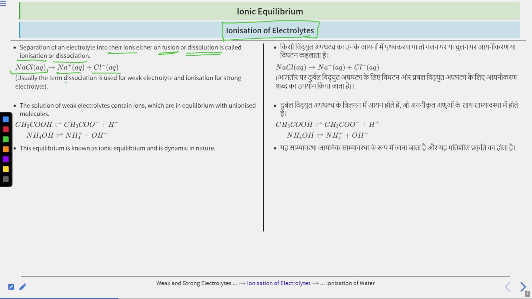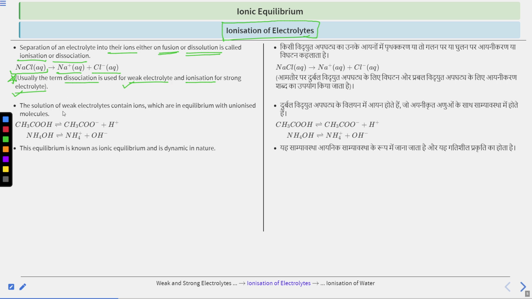Usually, the term dissociation is used for weak electrolytes and ionization for strong electrolytes. This is a point to remember: it is usually observed that the term dissociation is used for weak electrolytes, whereas ionization is used for strong electrolytes. You can also say that in weak electrolytes dissociation happens, and in strong electrolytes ionization happens.